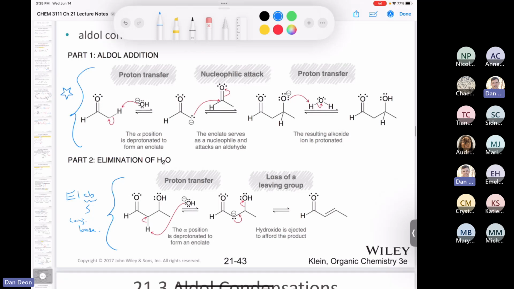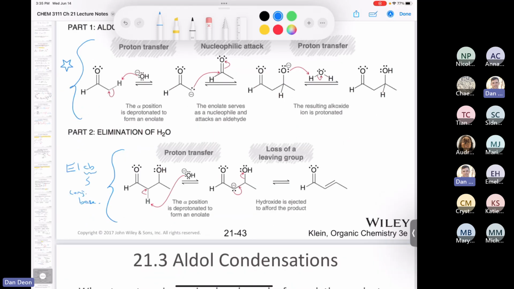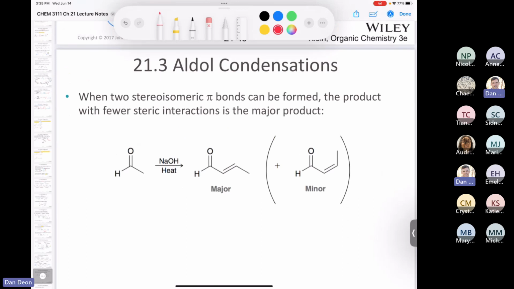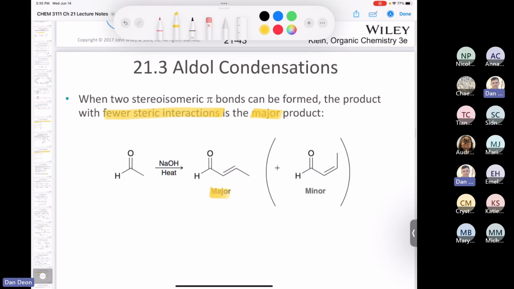Now you notice that the product that they drew here was the trans product, right? They just drew the trans product here. But we know that there are actually two alpha protons there, aren't there? There's this proton and this proton as well. And so you can actually get two stereoisomers. You can get the trans and the cis compound. And if you're wondering which one's going to be the major product, whichever one has less steric interactions, that's going to be the major product. End of story, okay? So just look at the compound. Whichever one has less steric hindrance, that will be considered to be your major product of your aldol condensation reaction.